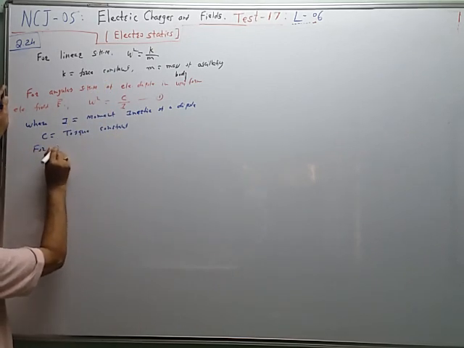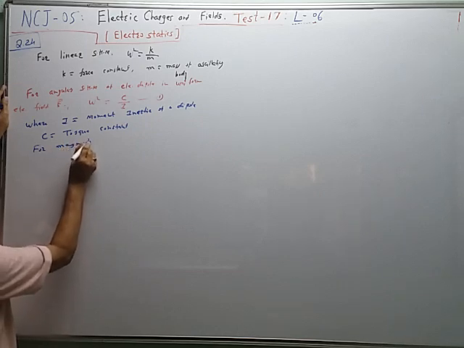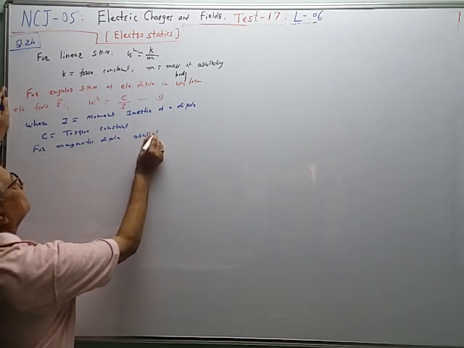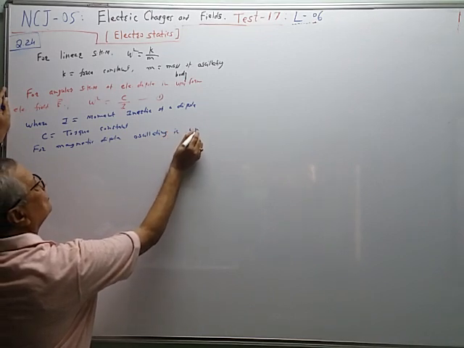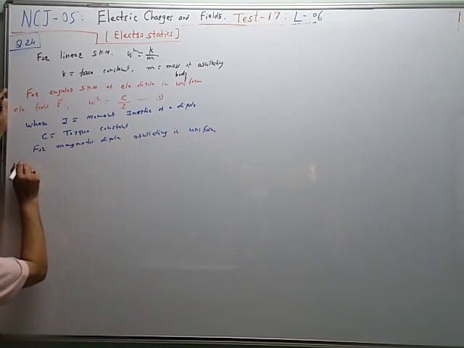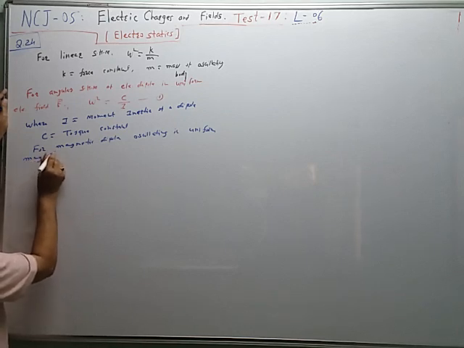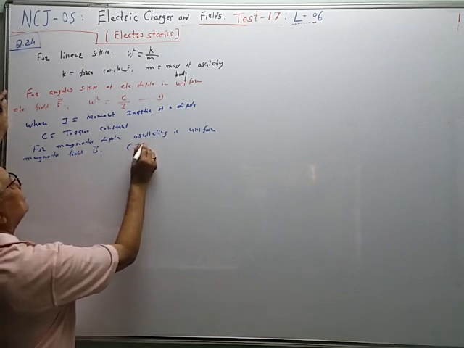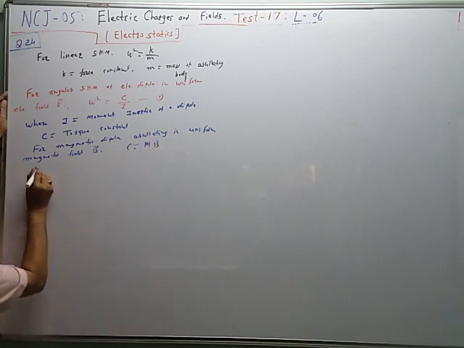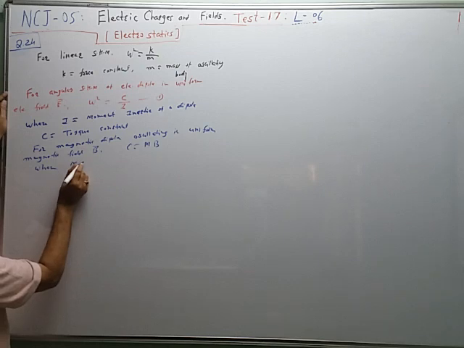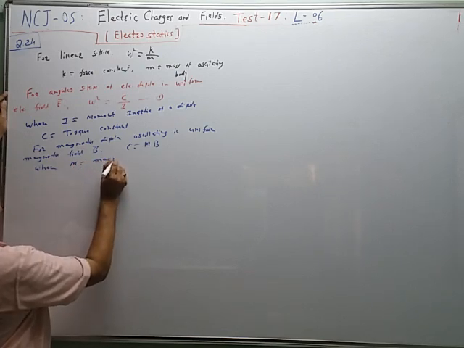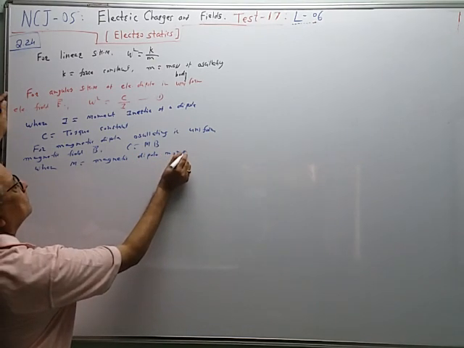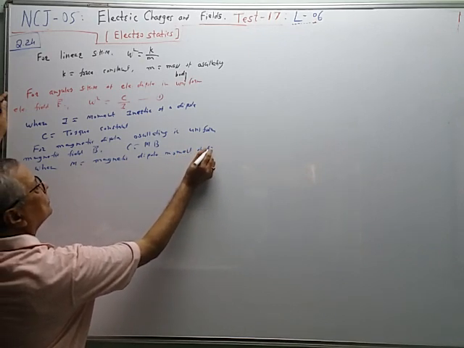For magnetic dipole oscillating in uniform magnetic field B, C is equal to M into B, where M is equal to magnetic dipole moment of dipole.